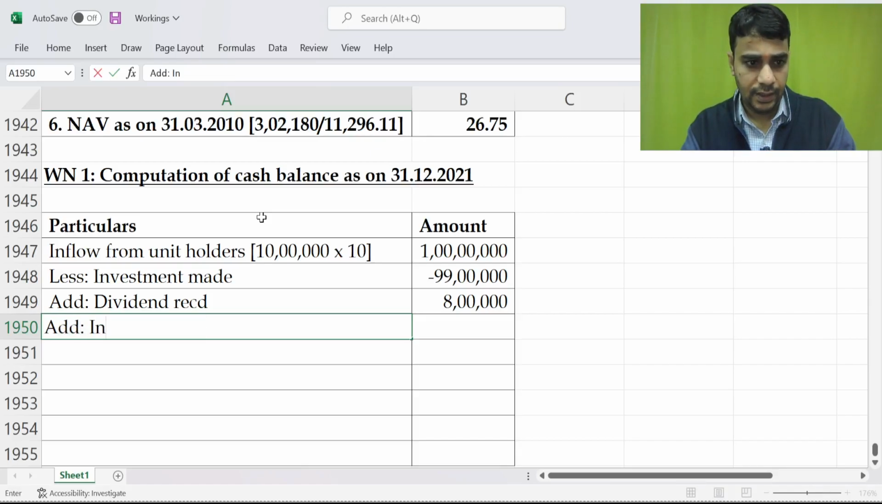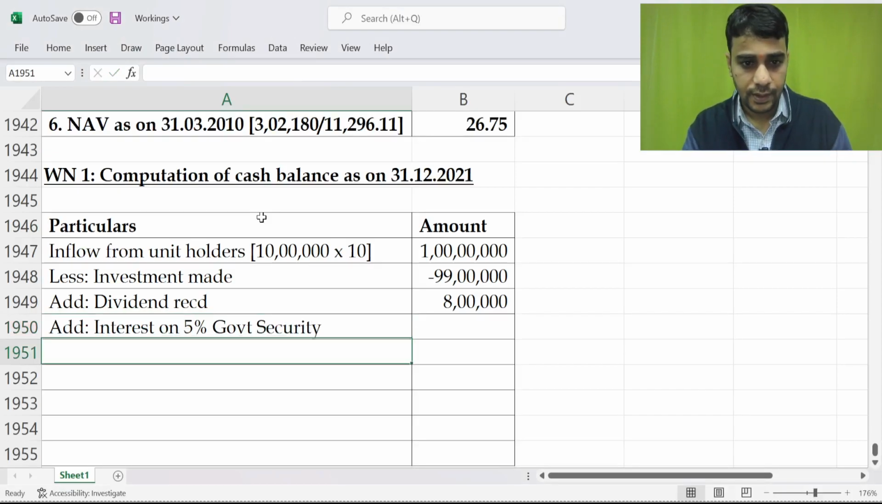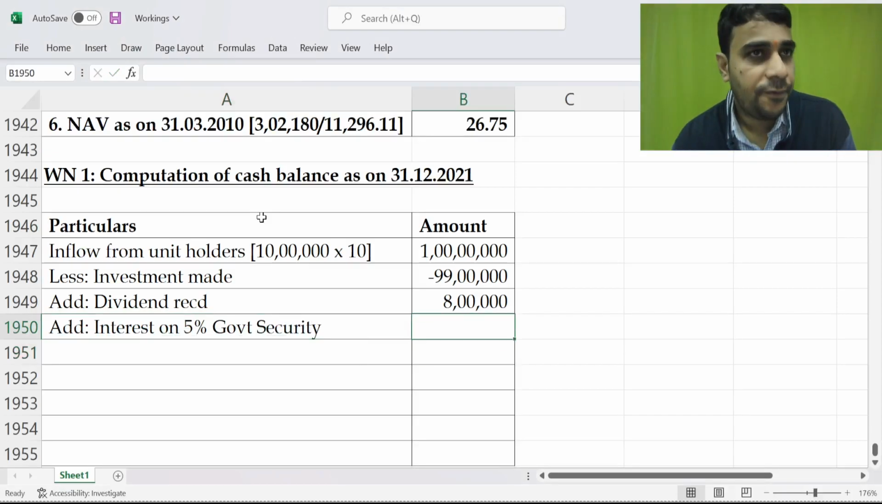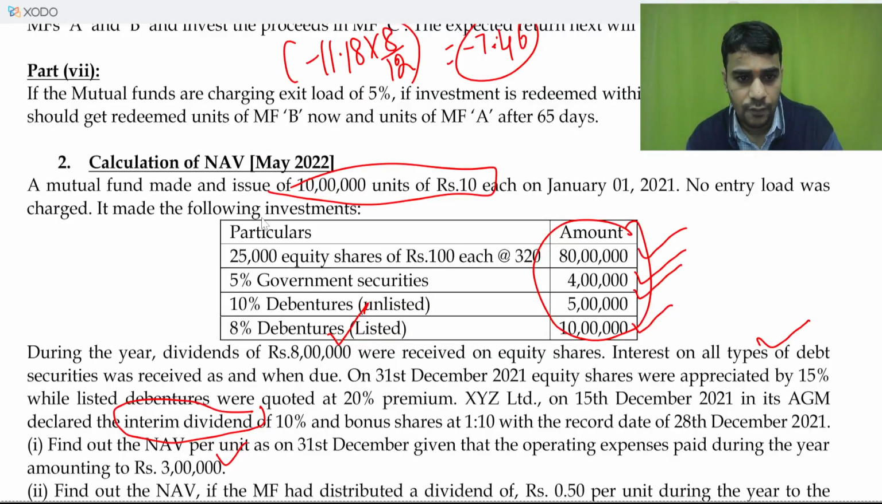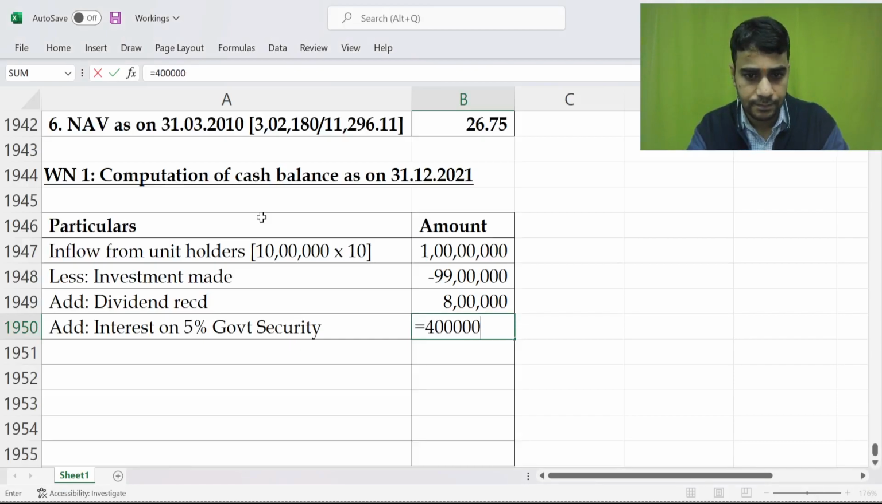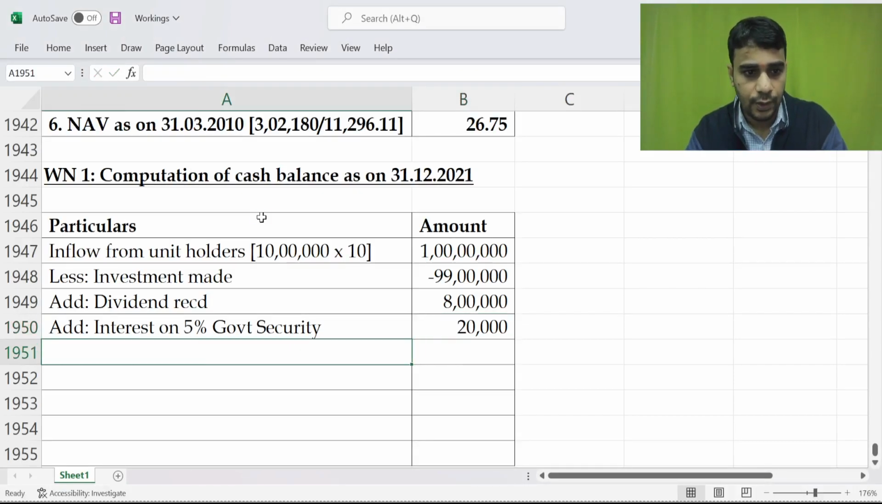Add interest on, there are three securities. Interest on 5% government security. If I have received, fine. If I don't receive, this will become accrued interest and will come in the asset side. Interest on 5% government security, 4 lakh into 5%, 20,000.